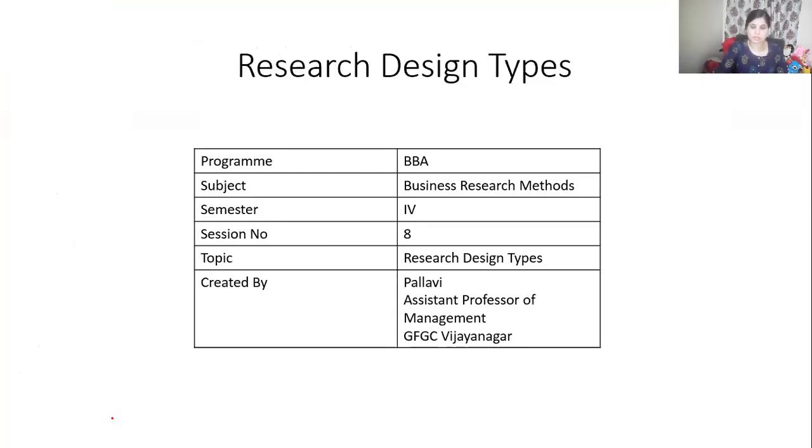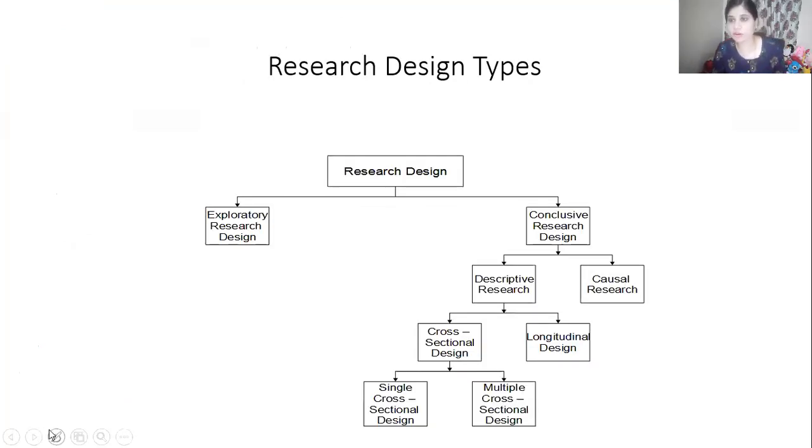Now we are going to see how these research design types will make us understand what type of research we are going to conduct and which is applicable for our research topic. Research design types are broadly classified into two types, which are exploratory research and conclusive research. You have heard about this somewhere, right? Exploratory research, conclusive research, descriptive research, especially causal research.